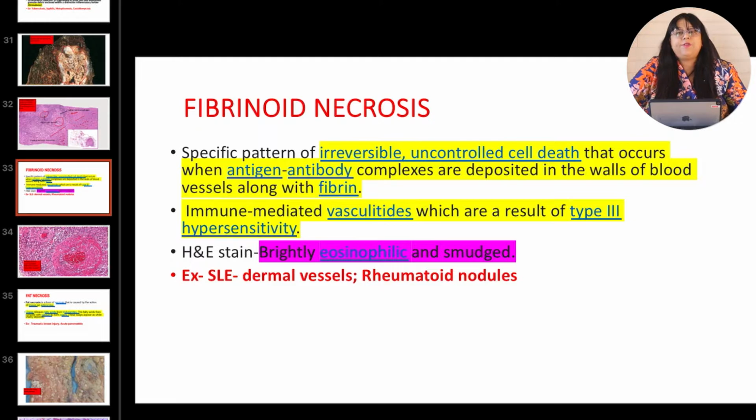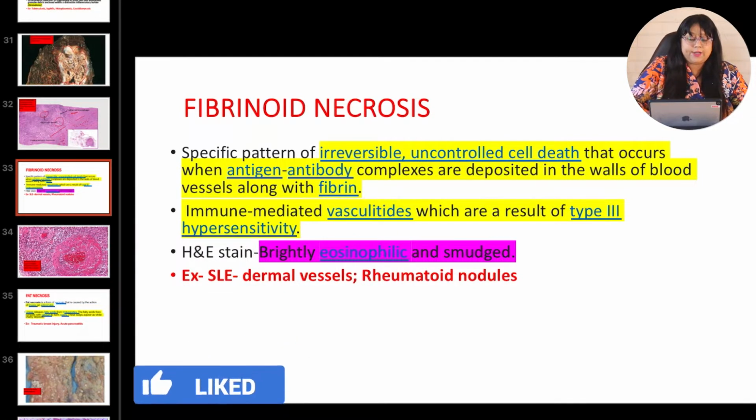Coming to another type of necrosis, fibrinoid necrosis. In fibrinoid necrosis, the basic pathology is deposition of antigen antibody complexes in the wall of blood vessels along with fibrin. And where do you note fibrinoid necrosis? It is mainly seen in vasculitis or when you encounter rheumatoid nodules. There you can see fibrinoid necrosis.